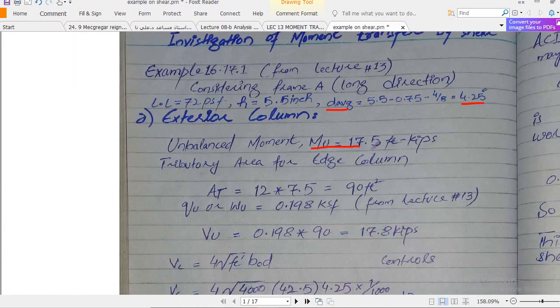Now what we have to do, we have to find out the tributary area for the edge column. How to find the tributary area, I also discussed in lecture number 13. So find out the tributary area for that edge column.